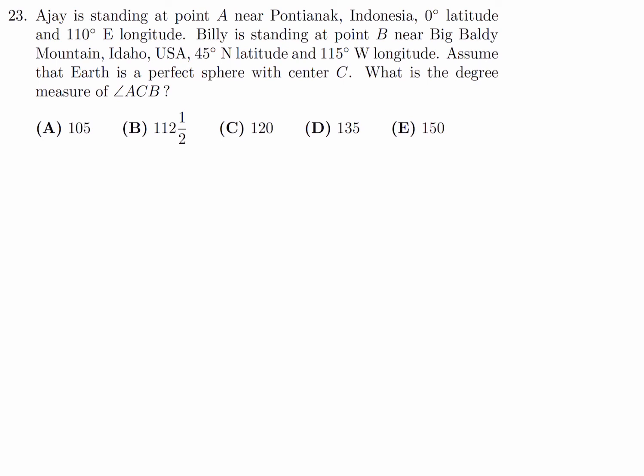AJ is standing at a point A near Pontianak, Indonesia, 0 latitude and 110 degrees east longitude. Billy is standing at point B near Big Baldy Mountain, Idaho, USA, 45 degrees north latitude and 115 west longitude. Assume that Earth is a perfect sphere with center C. What is the degree measure of angle ACB?